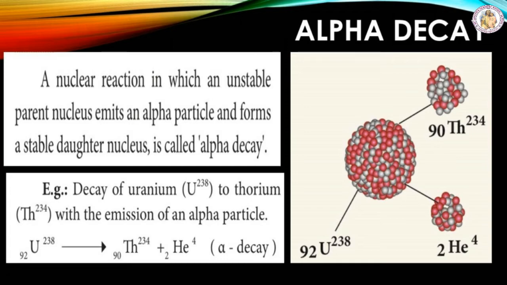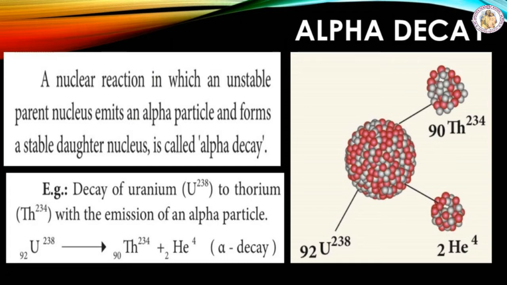In this alpha decay process, the parent nucleus emits an alpha particle. Here the parent nucleus is uranium, and it emits an alpha particle, so it is clear that for the daughter nucleus the mass number decreases by 4 and atomic number decreases by 2. This we already saw in the radioactive displacement law.